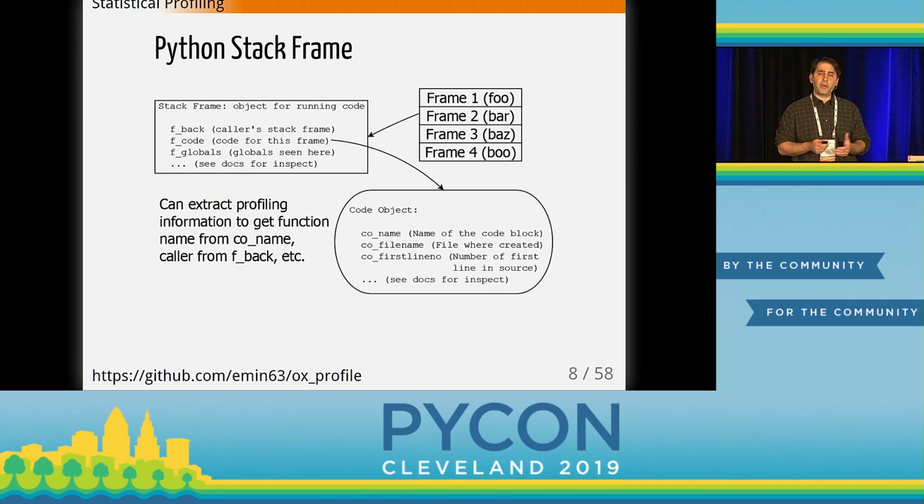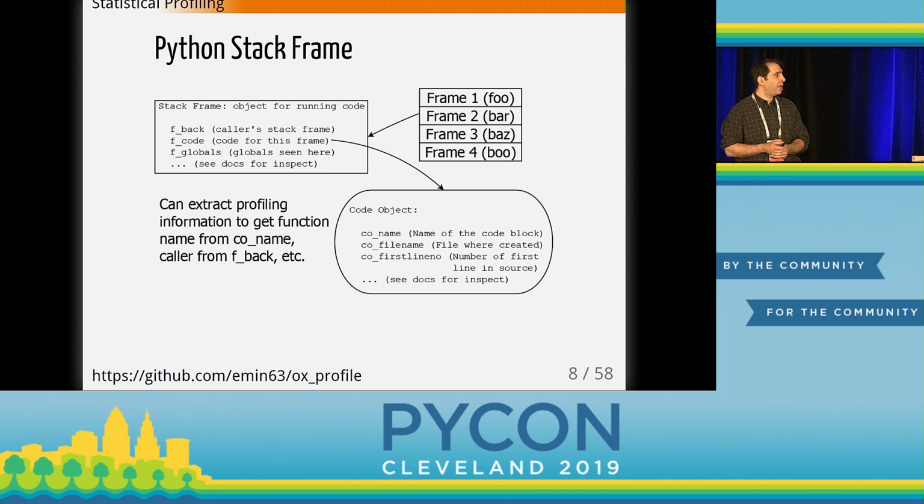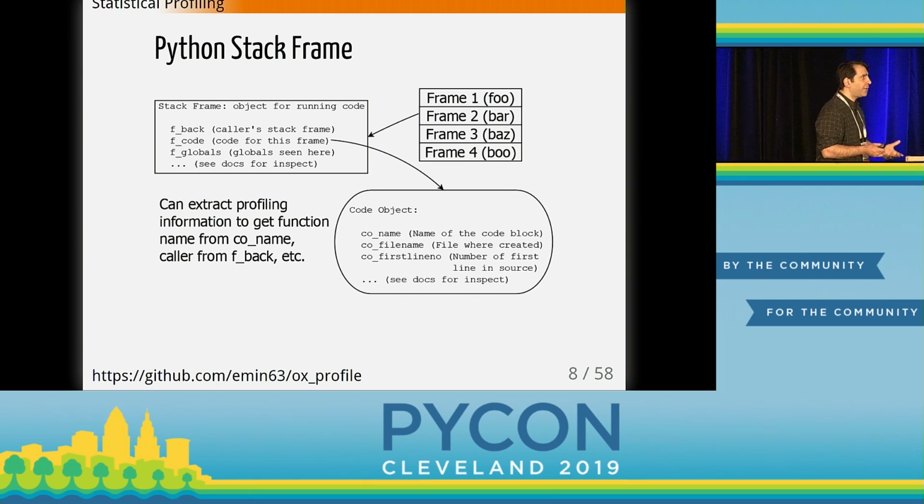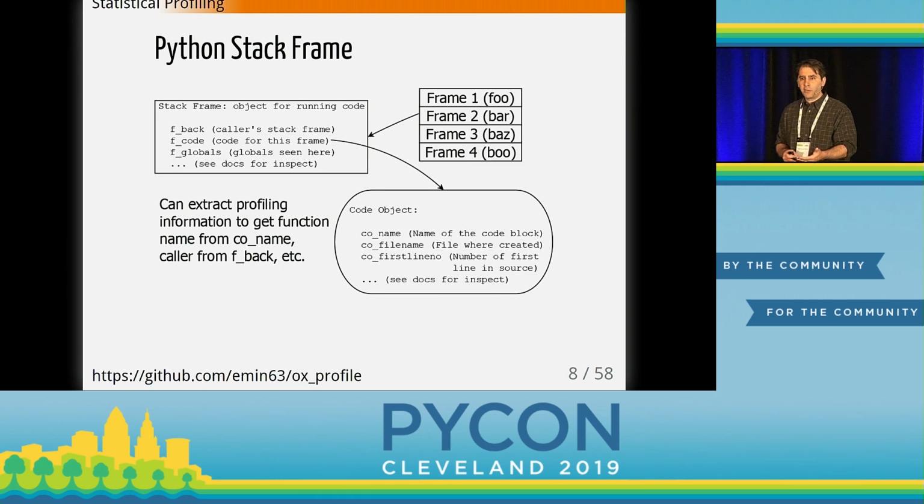The one we're going to focus on here is f_code. f_code is a code object, which is shown in that elliptical feature there. The code object has a lot of information about exactly what code is running in that frame. It's got co_filename, which tells you the file name where it was created, co_firstlineno, which is the number of the first line of the source, a bunch of other interesting things, and co_name. co_name is the most interesting for us because it gives us the name of the function that is executing that stack frame. So for a profiler, you look in the stack frame, you look at the code object, and you look at the name, and now you know what function is executing, and you can keep track of that.